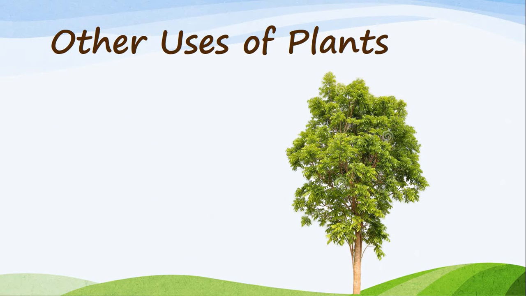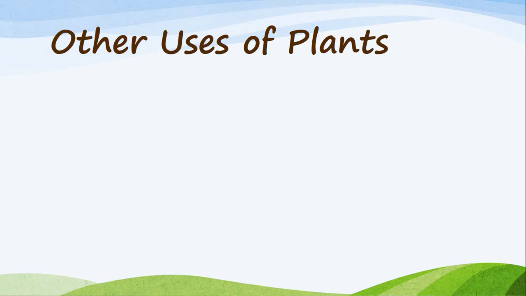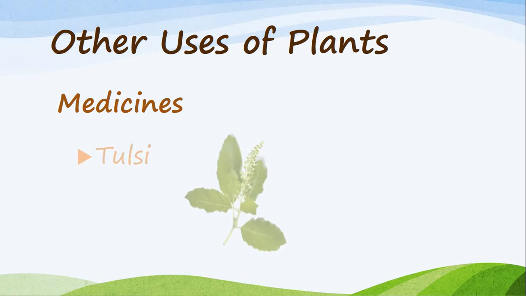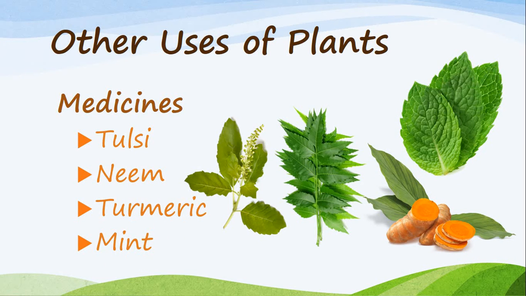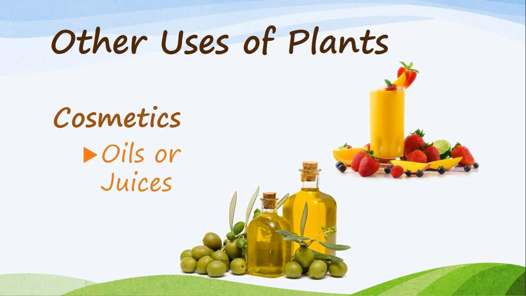Many plants like teak, sal, shisham, and mahogany give us wood to make furniture, doors, and windows. Cotton and jute plants give us fiber to make cloths, bags, and mats. Plants like tulsi, neem, turmeric, and mint have medicinal value. Oils or juices of some plants are added to creams, soaps, and shampoos.